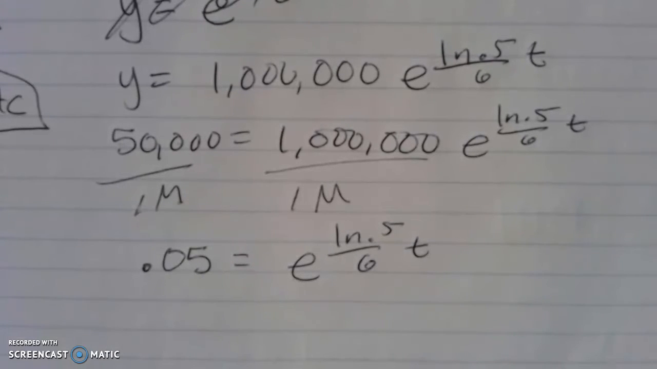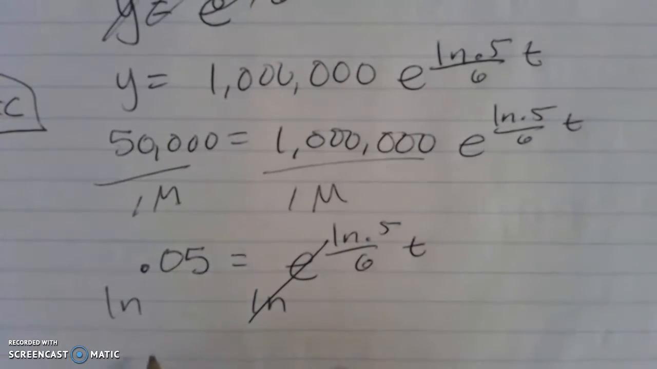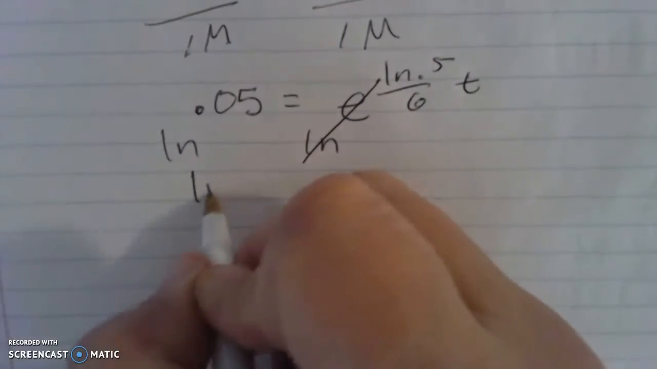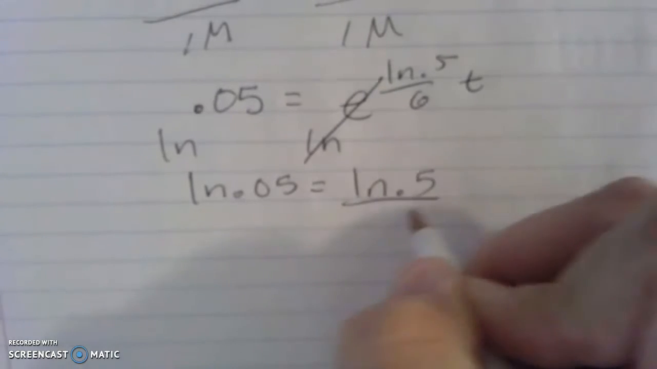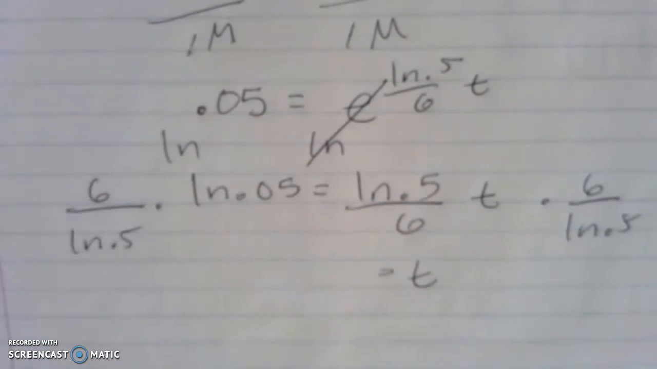Let's see. How do we do this? We're going to take natural log of both sides, and if we do that, that will cancel out our e, and that gives us ln of 0.05 equals ln of 0.5 divided by 6 times t. So let's multiply both sides by 6 over ln 0.5, and that gives us t on this side, and multiply the same thing over here, ln 0.5.